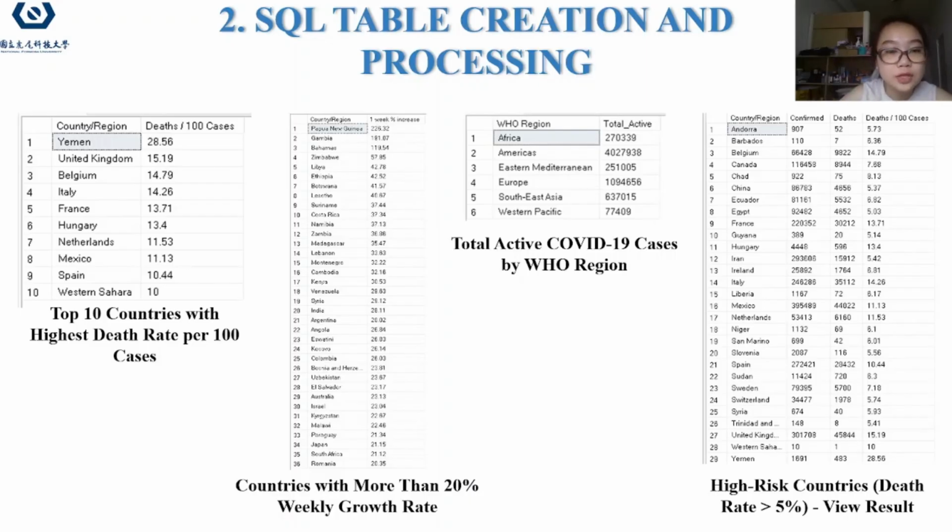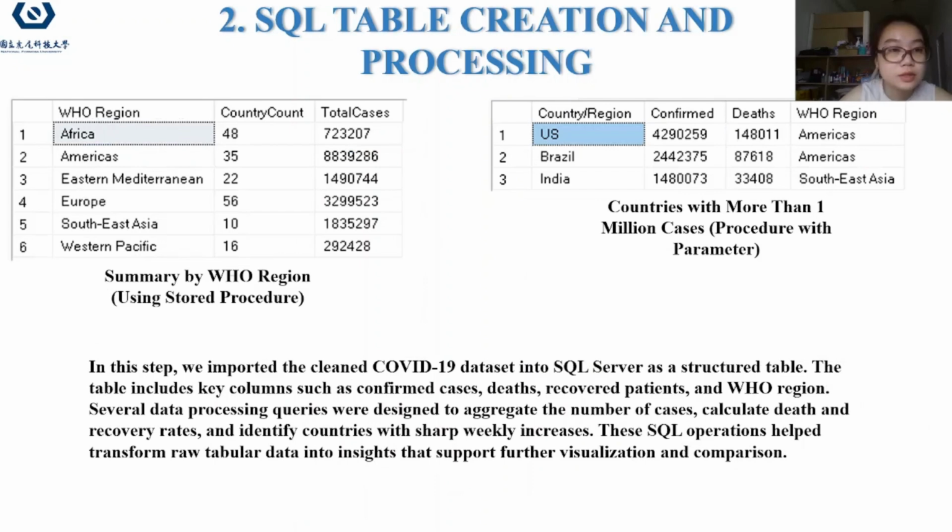And the next one is countries with more than 20% weekly growth rate. You can see the first is Papua New Guinea, and it's like a 200% increase. And then next is the total active COVID-19 cases by WHO region. And you can see this is the top 6. And next one is the high-risk countries, meaning the death rate bigger than 5%. And you can view the result. This is the summary by WHO region using a stored procedure. And the next one is countries with more than 1 million cases, a procedure with parameter.